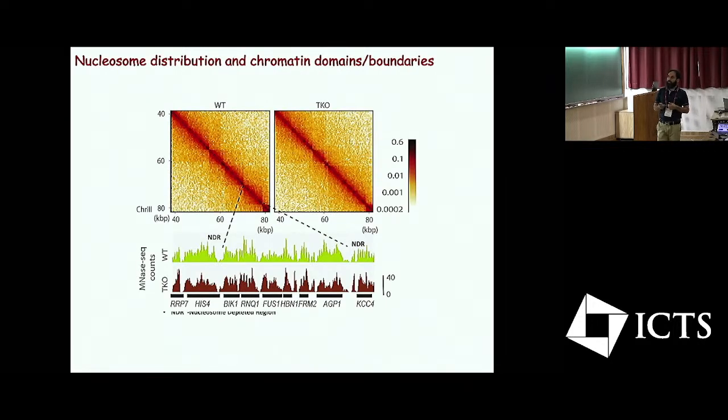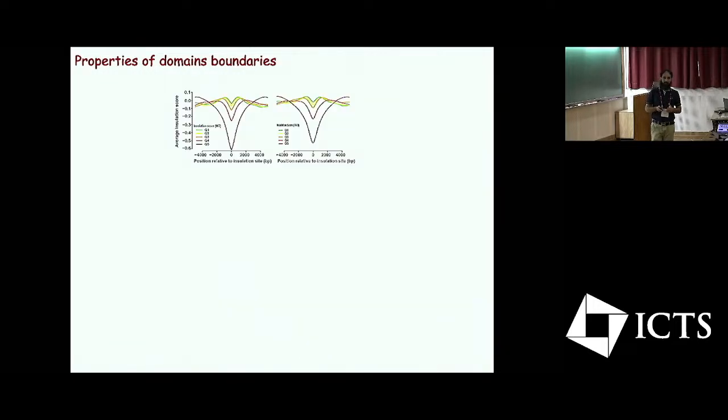So if we look at the boundaries of these domains, what we found is that they are nucleosome depleted regions. If we compare them, the boundary here in the knockout versus the wild type cell, you see they are very prominent here, but they are diffused here. Now, if we look at the status of the nucleosomes at these two boundaries, what we see is that the width of this nucleosome depleted region is slightly less here as compared to here. Okay, so we can quantify it for all the boundaries across the genome.